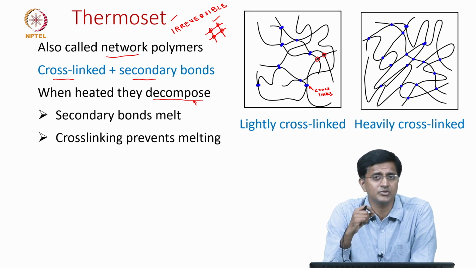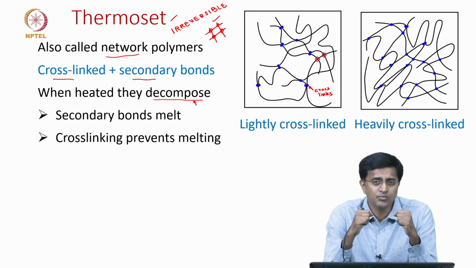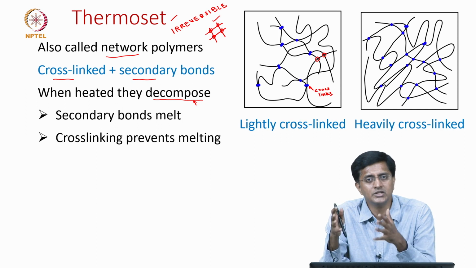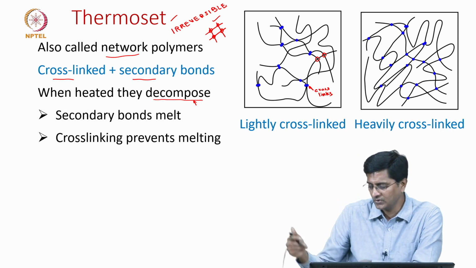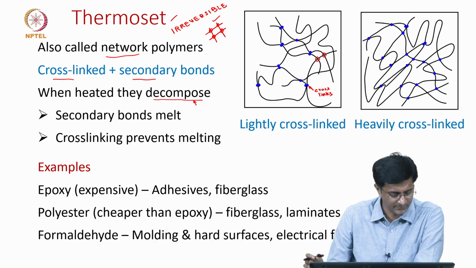But the reason why thermosets are very popular is because of these crosslinks or the networks. These polymers are much stronger compared to thermoplasts. Because these are much stronger, they are used in the structural applications. So let us see that through some examples.